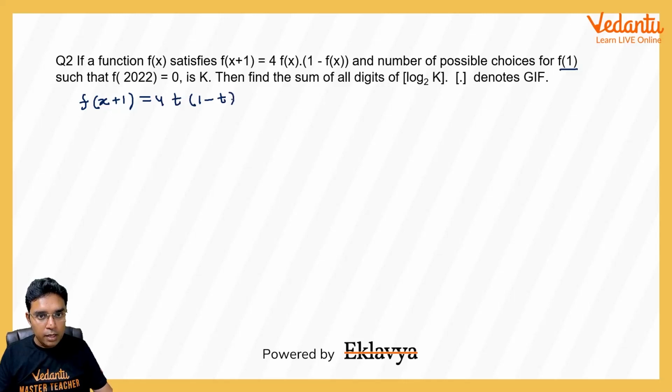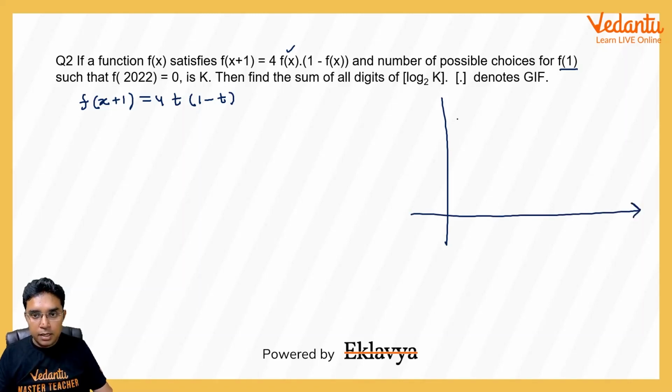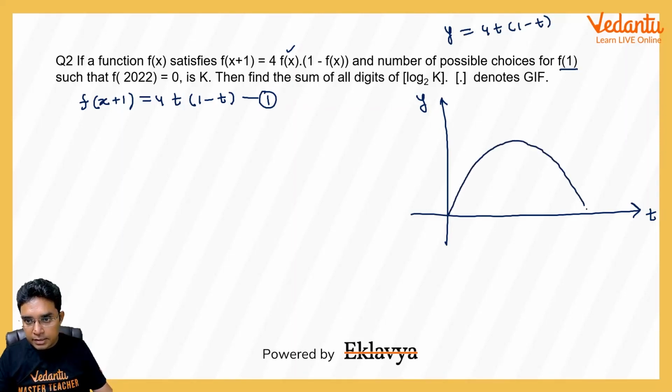If I call this f(x) as t, then it will be like this only. Now if I draw a graph of the right hand side of this equation, let me call this the t axis and this the y axis. So if I draw a graph of y equal to 4 times t into 1 minus t, you can see it will be a downward parabola whose roots are clearly seen as 0 and 1, and its maximum value will occur at 1 by 2.